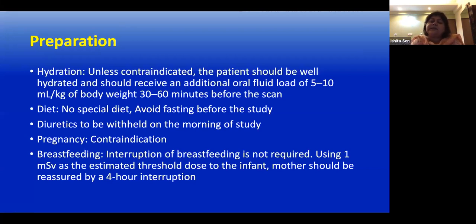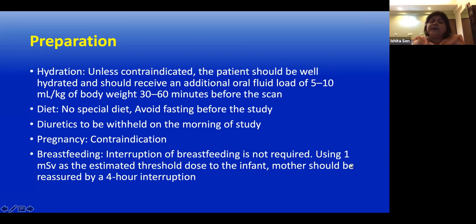One, because it changes the renogram pattern. Two, because we anyways give a diuretic during the study. Pregnancy is a contraindication because the radiation exposure to the unborn fetus is not acceptable.